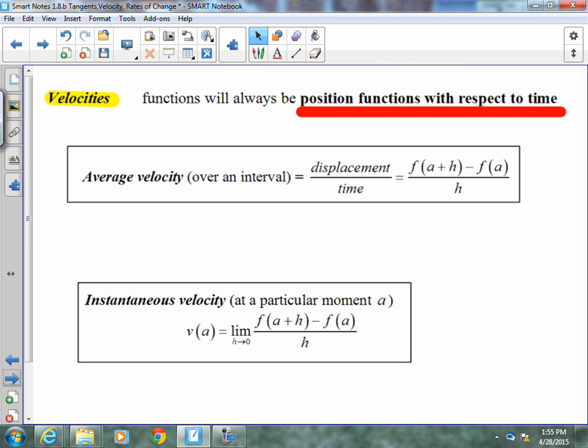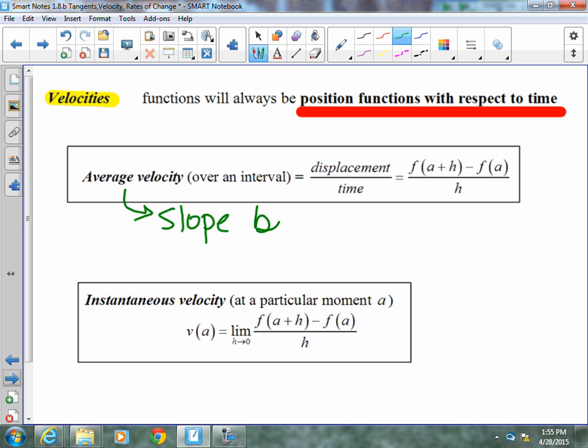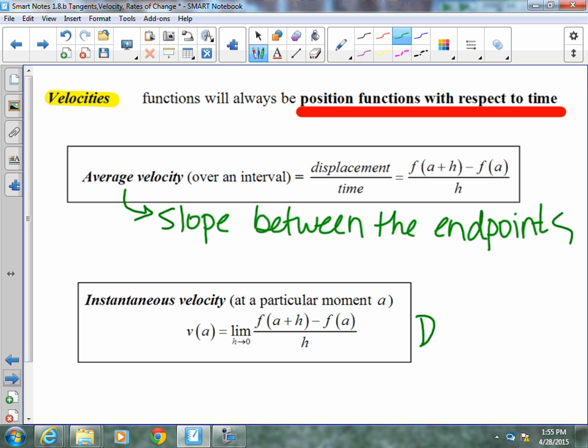Velocities, functions will always be position functions with respect to time. Average velocity, a simple way to remember this: average velocity is slope between the endpoints. It's a good way to think about it. So it's the slope between the endpoints, where instantaneous velocity is that definition 2 that we just learned, the limit as h approaches 0 of the difference quotient.